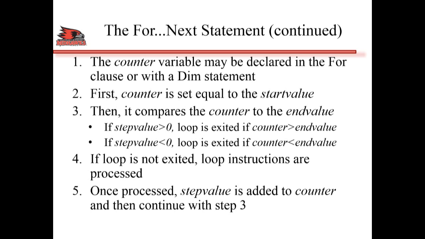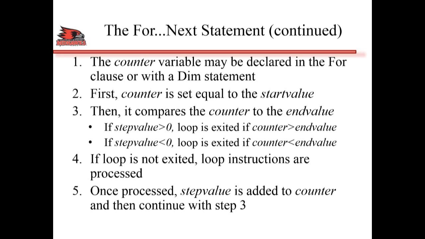The counter is first set to a start value, and depending on whether you want to count up or count down, if you want to have a step value which is greater than 0, meaning you're counting up, the loop goes on until the counter exceeds that end value. So if you have a start value of 1, an end value of 10, and a step value of 1, the loop goes 1, 2, 3, 4 up to 10, and once it exceeds 10, the for next statement stops right there.